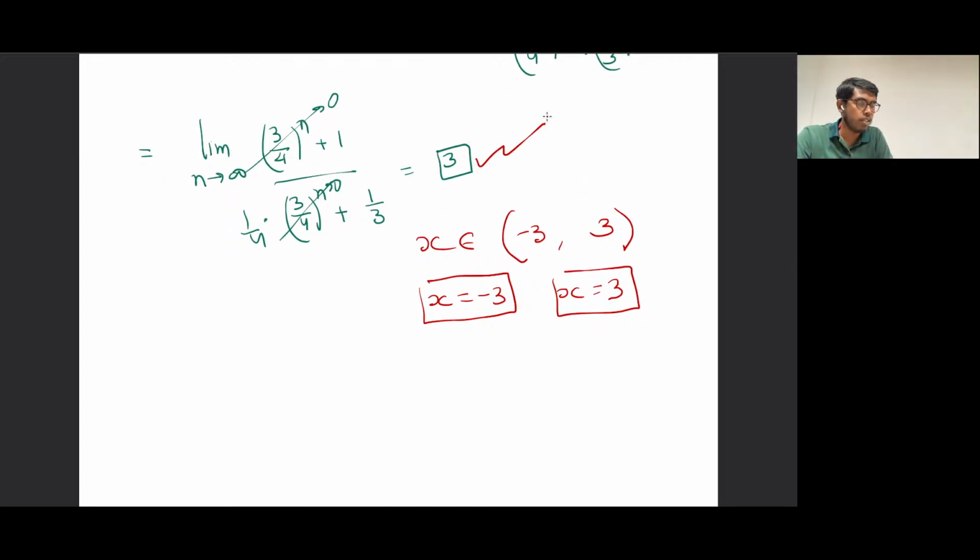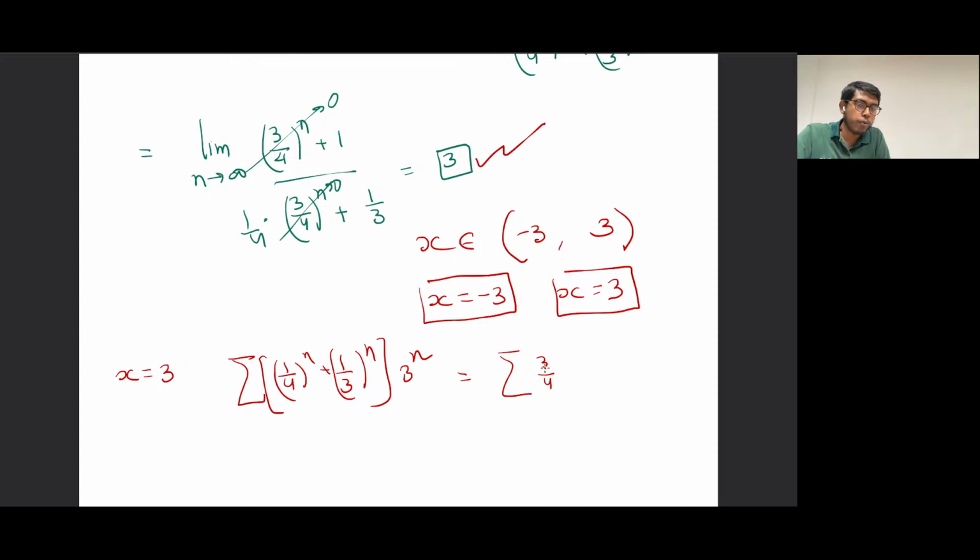Radius of convergence calculation is done. I'm telling you, if in the question it was asked what is the interval of convergence or what is the region of convergence, then we need to check at the boundary point separately. So if I take x equals to 3, then what is that? That's like 1 by 4 to the n plus 1 by 3 to the n and then 3 to the n. If I do this, what I'll be getting? I'll be getting 3 by 4 to the n plus 1. But this series is not convergent because you have 1. So a constant thing is there. So this is not convergent.